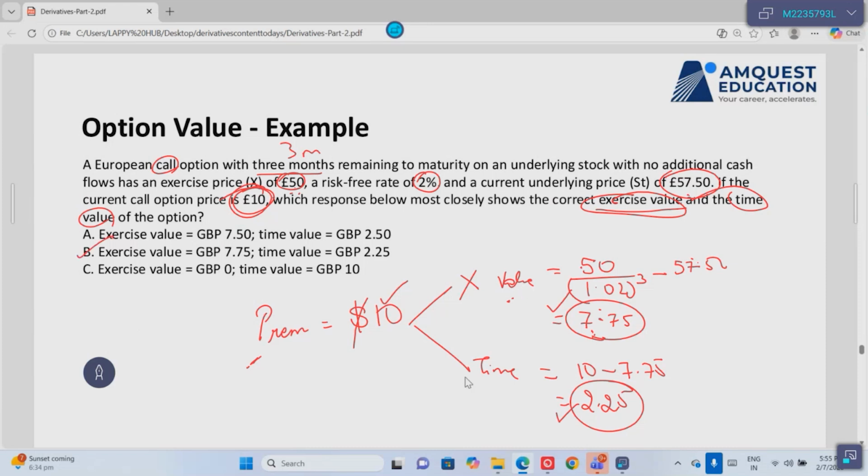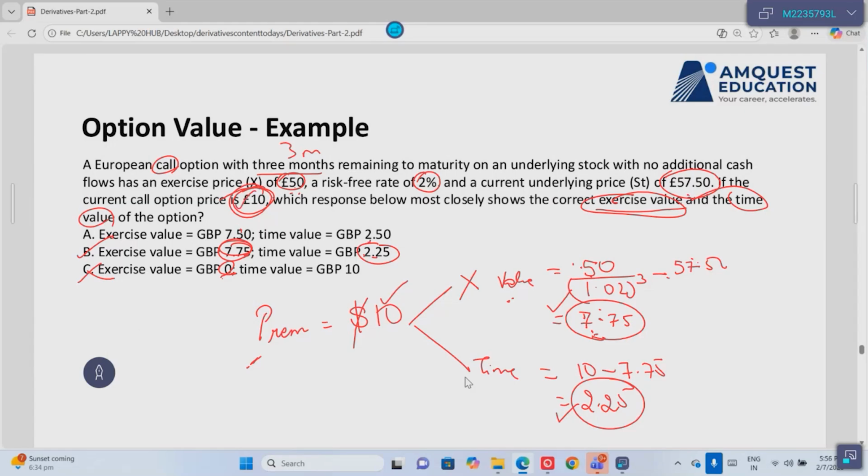Answer is option B. Now, obviously, one more trick in the exam. Between these two, you know that the answer can't be 7.5 because there's discounting involved. If there's no discounting, it will be 50 minus 57.5, 7.5. But there is discounting, so the answer is 7.75. There's always going to be discounting, so remember, this plus this should be equal to 10. If the answer is this, then it's this. If it's this, then it's this. Clear?